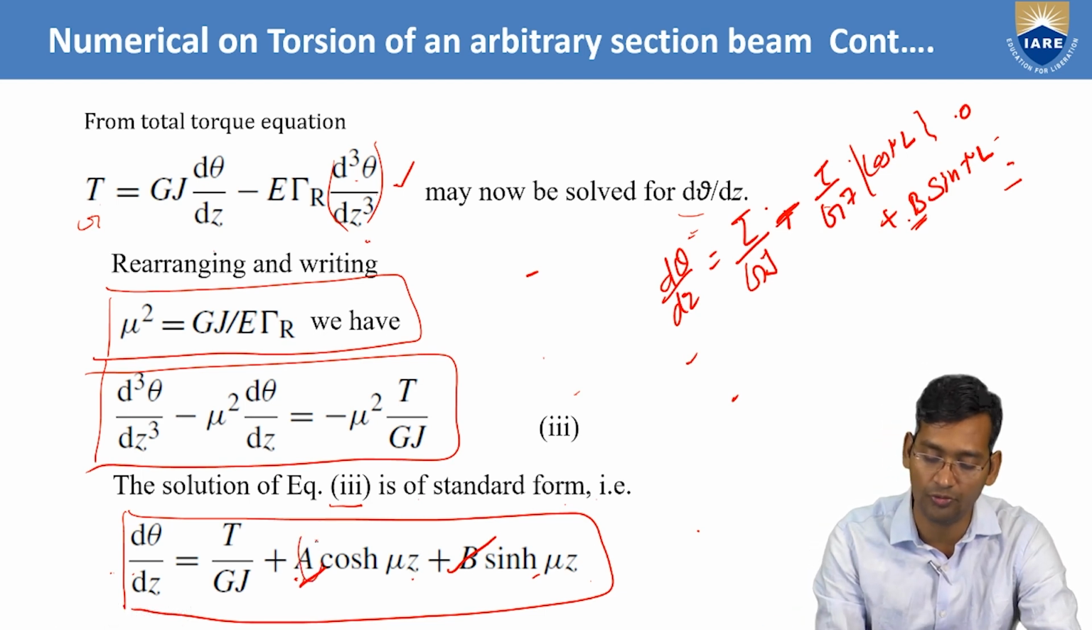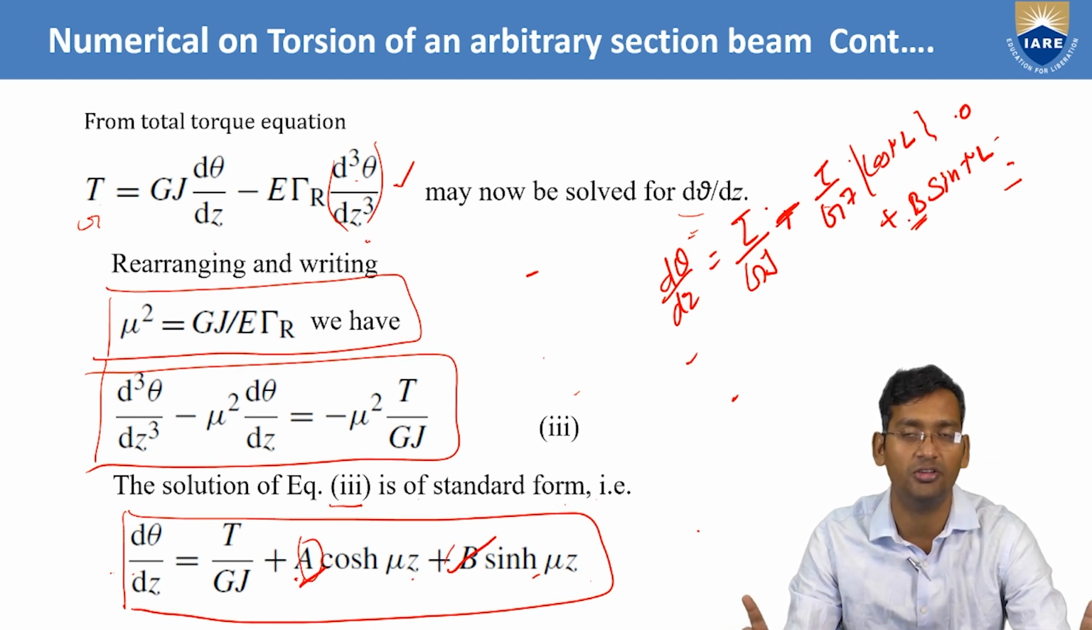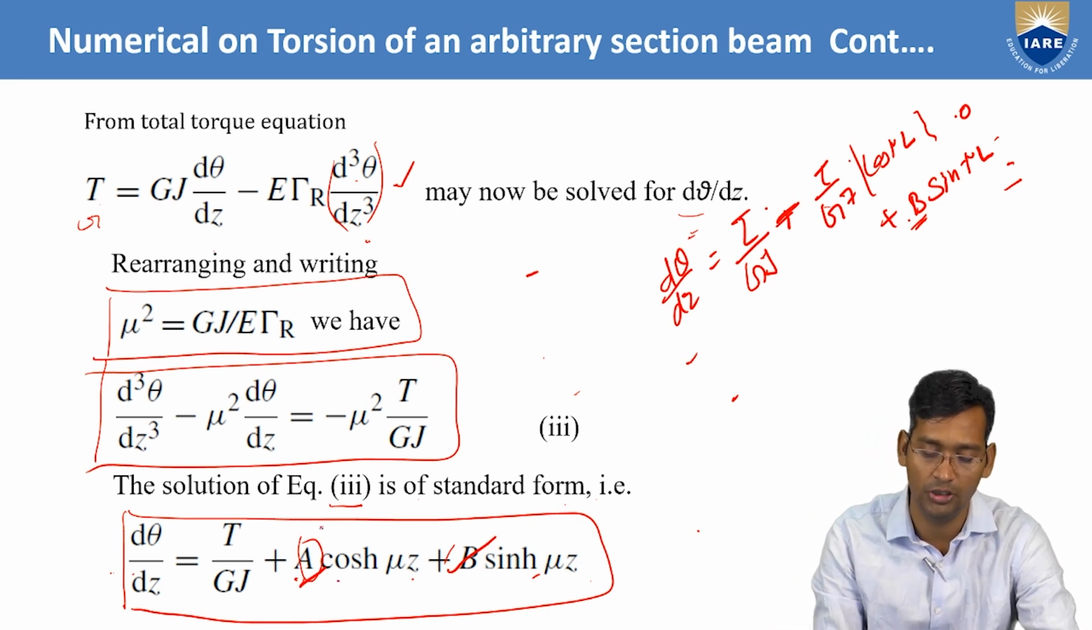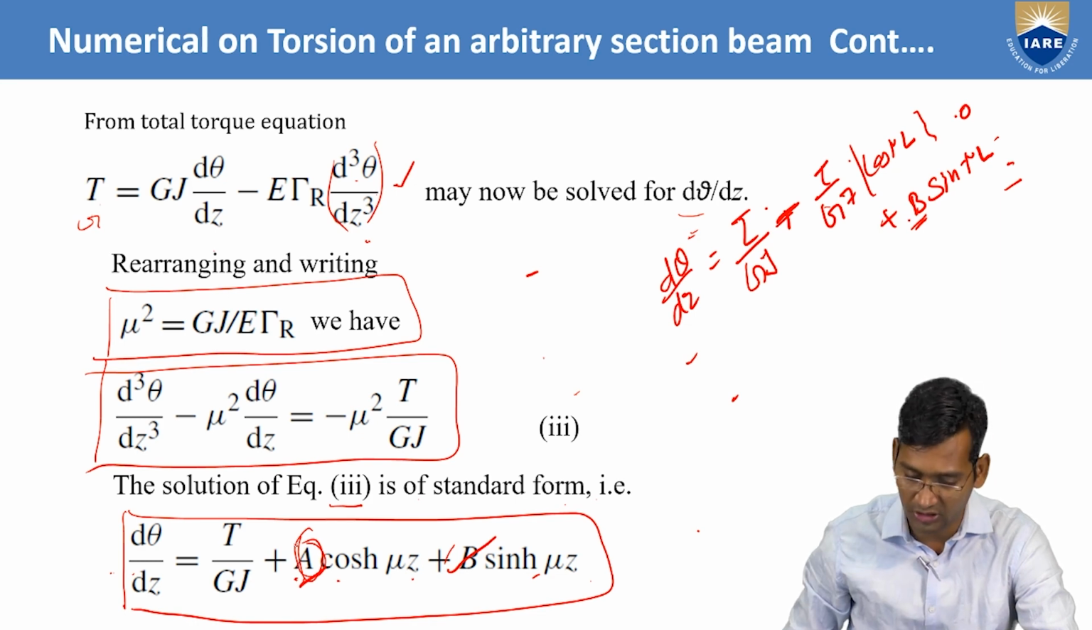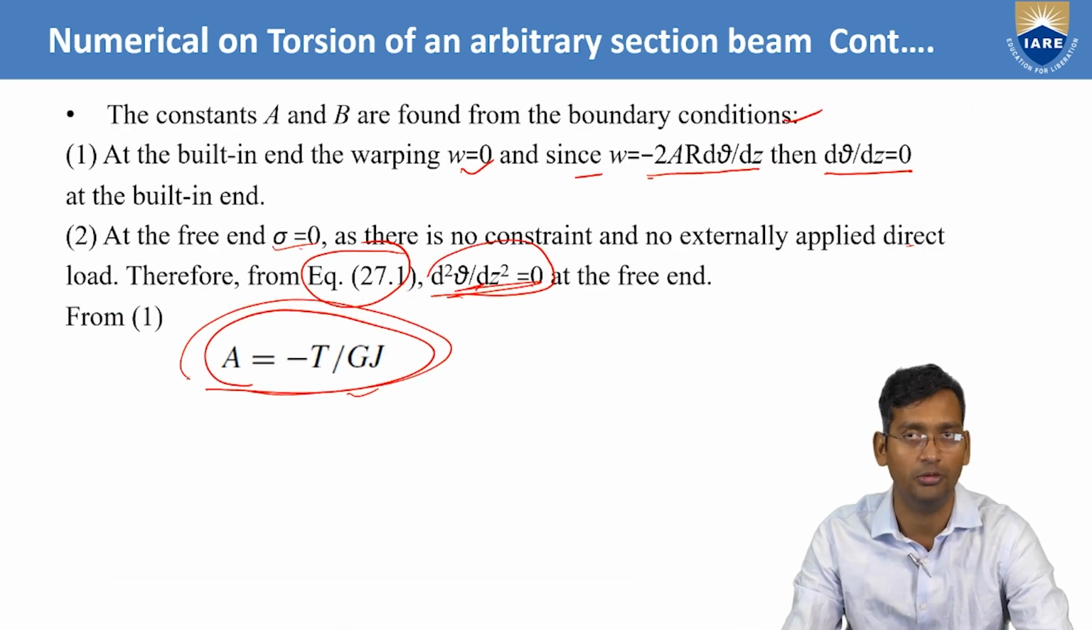Now what do we have to do? We have to find A and B, the constant values. How will we find them? By applying the boundary conditions. So the first boundary condition is what? d theta by dz is 0 when z is 0. Just put that in. You will get the value of A. So after putting that in, what we got? A equals minus T by Gj.